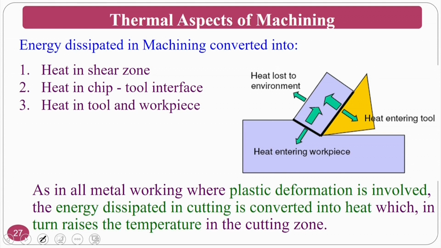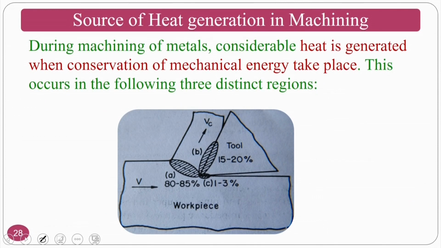Okay, energy dissipated in machining is converted into heat in three zones: heat in the shearing zone and heat in the chip tool interface, that is this region. This is called the shearing zone. This is called the chip tool interface. Another one is the tool workpiece interface, this region. As in all metalworking where plastic deformation is involved, energy dissipated in cutting is converted to heat, which in turn raises the temperature. Okay. So because of the severe plastic deformation, normally the heat is generated. Now the heat raises the temperature in the machining region.